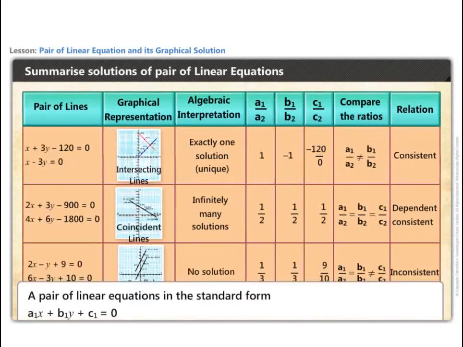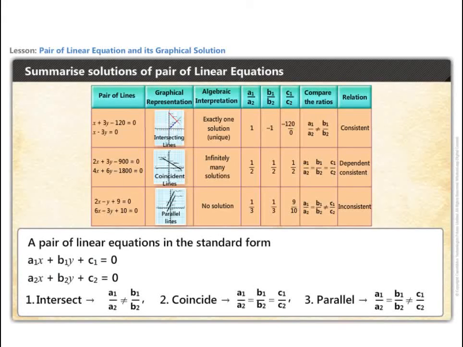A pair of linear equations in two variables with the standard form a1x plus b1y plus c1 is equal to 0 and a2x plus b2y plus c2 is equal to 0, intersect if a1 by a2 is not equal to b1 by b2. Coincide if a1 by a2 is equal to b1 by b2, that is equal to c1 by c2. Parallel if a1 by a2 is equal to b1 by b2, which is not equal to c1 by c2.